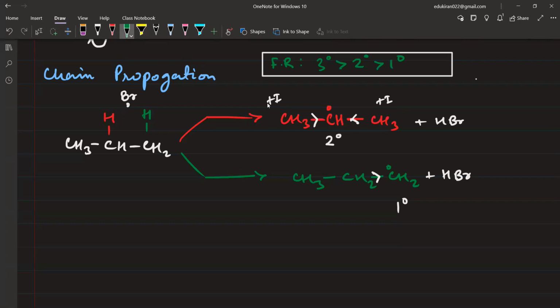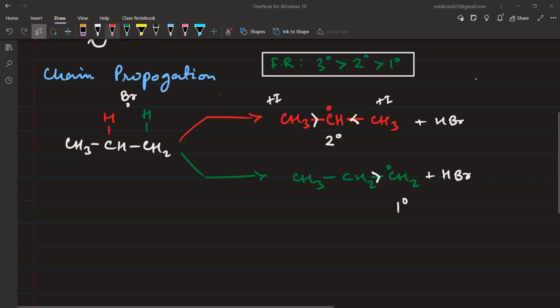Will you remember? Yes or no, please tell me. Will you remember? Yes, sir. Okay. Now, which is more stable? Tell me. Red or the green one? Which is more stable, red or the green one? Red one. The red one is more stable. If the red one is more stable, then the further reaction is going to happen through what? Through the red one only.